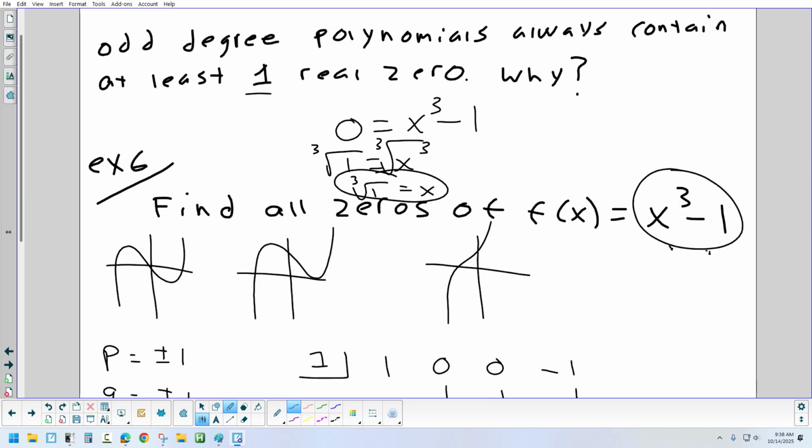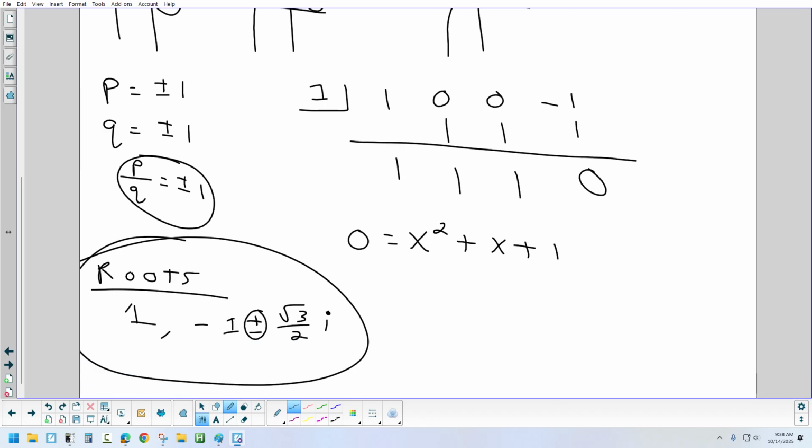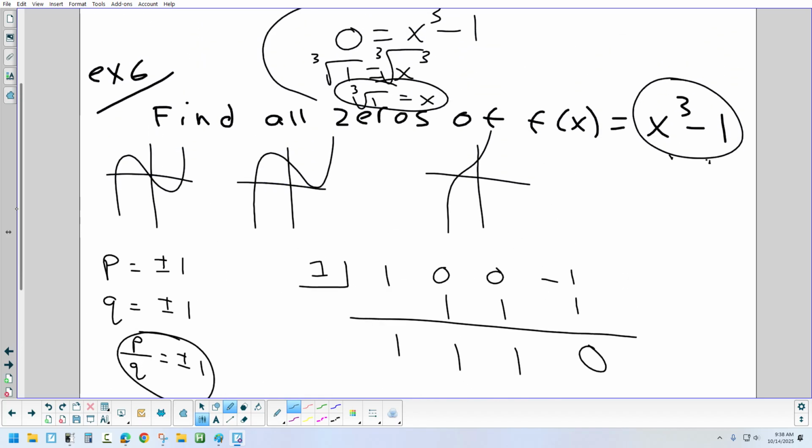Now, most people, I think, would figure out the first answer. What's the real answer? Well, the cube root of 1 is 1. But the problem is, if you solve it using this method, how do you get these other 2? Negative 1 plus or minus root 3 over 2i. That's why I did it the way I did it.